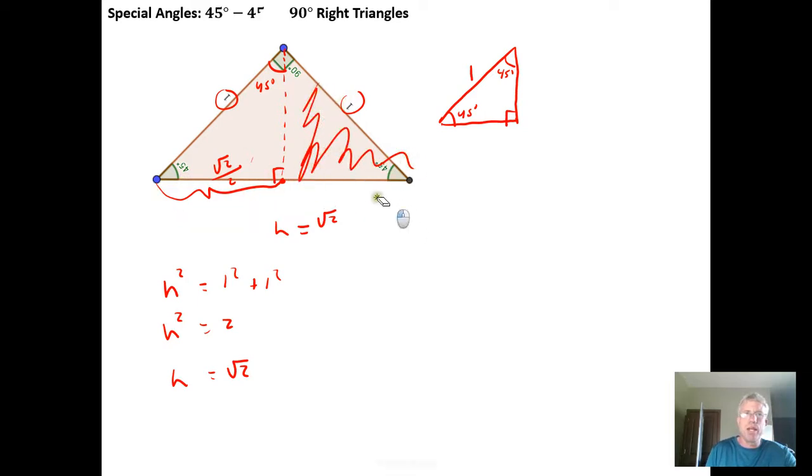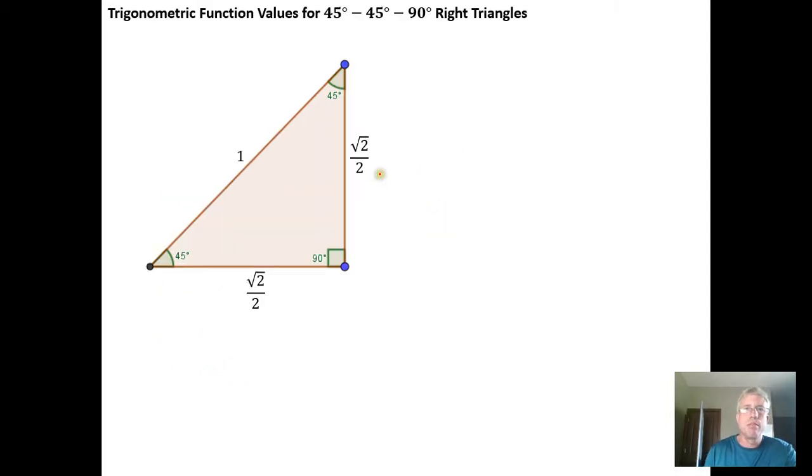So when we throw this away and write this guy here, we know that this is square root of 2 over 2 units long. And because we have an isosceles triangle, we also know that this is the square root of 2 over 2 units long. So it turns out, bottom line is that if we have a 45 degree, 45 degree, 90 degree right triangle, with a hypotenuse of 1, we know that the other two side lengths are going to be square root of 2 over 2 and square root of 2 over 2. And because that's the case, that means that the trigonometric functions on this triangle can be easily defined.